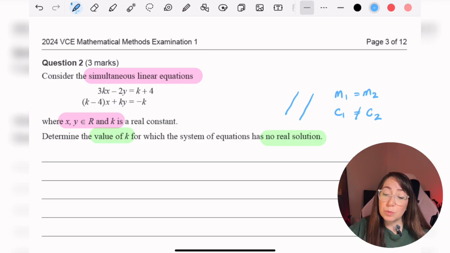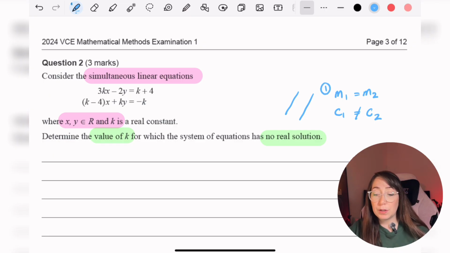We want to find the values where the gradients are the same. That would be my first step. And the y-intercepts are not going to be the same. That would be the second step. Now, in terms of completing this question, it really depends on how you've learnt it.